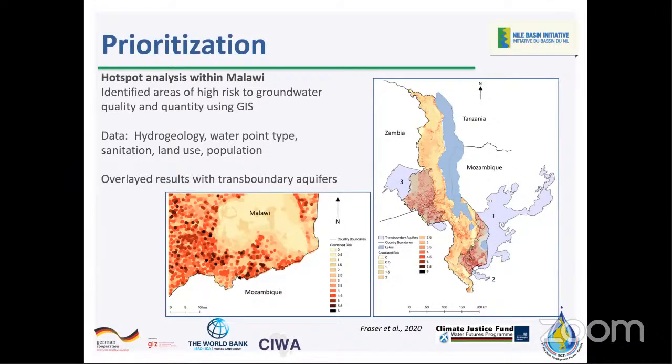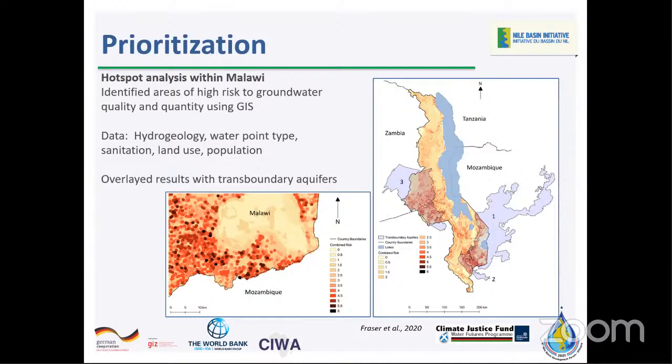We used data on hydrogeology, land use, water point type, the location of sanitation points, population data, and the reliability of groundwater. And all this data was combined and classified on GIS. And the results produced a heat map of the country with areas that are considered high risk, shown by red and dark red spots. We then overlaid the risk map with transboundary aquifers in the area to identify which specific aquifers may exhibit problems. The results showed that there were 3 transboundary aquifers in Malawi that were of particularly high concern. There are 11 more smaller hotspots that may also be problematic.